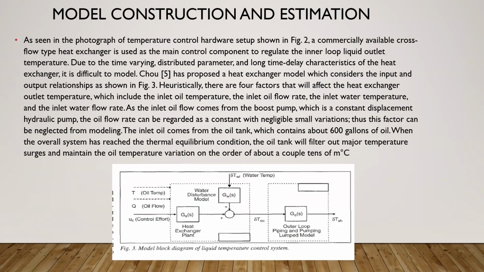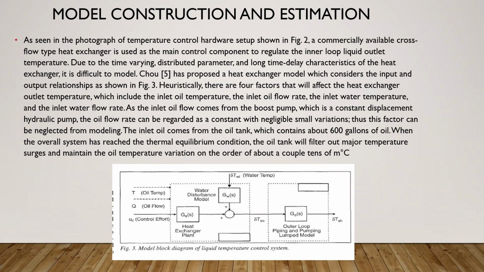Model construction and estimation. As seen in the photograph of the temperature control hardware setup, a commercially available cross-flow type heat exchanger is used as the main control component to regulate the inner loop liquid outlet temperature. Due to the time varying distributed parameter and long time delay characteristics of a heat exchanger, it is difficult to model.